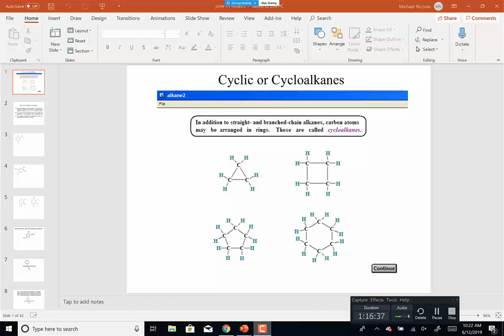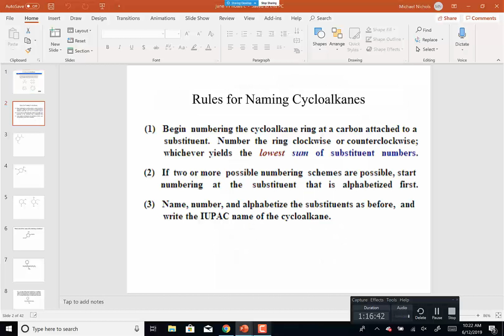But how would you name a ring that has substituents off of it? Well, number one, for the most part, rings are going to be the parents. So this is going to be something, something, cyclohexane, something, something, cyclopropane. The rules are that we begin numbering at a carbon attached to a substituent. We're either going to go clockwise or counterclockwise, but since it's a ring, there's no beginning and end. So I can't say, start numbering at this end or this end. All I can do is say clockwise or counterclockwise, but I have to start at a substituent.